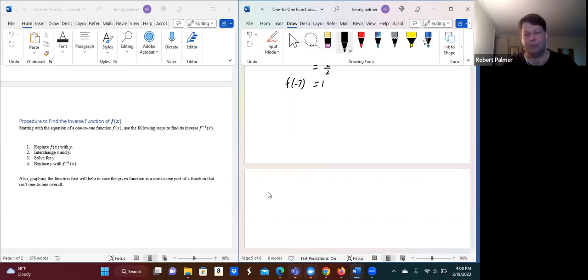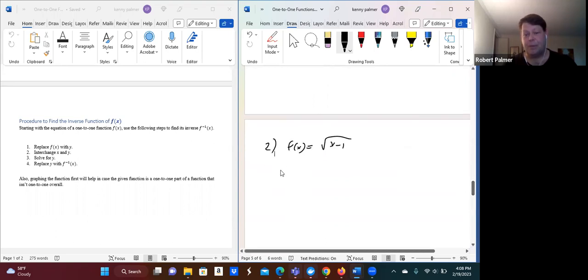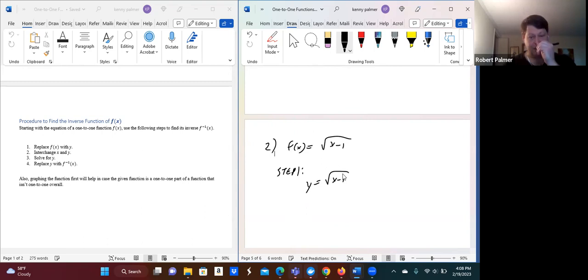Okay, number 2. This time, I think I mentioned this before, let's do a square root. So let's do the square root of x minus 1. We'll follow these same steps again. So step 1, call this y, replace f of x as y equals the square root of x minus 1. Then step number 2, switch x and y. So make this x equals the square root of y minus 1.